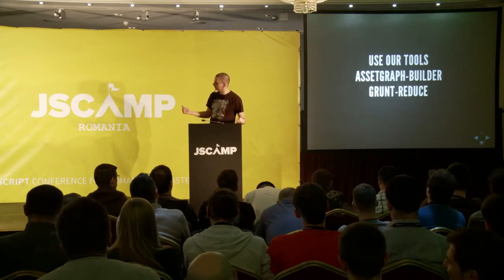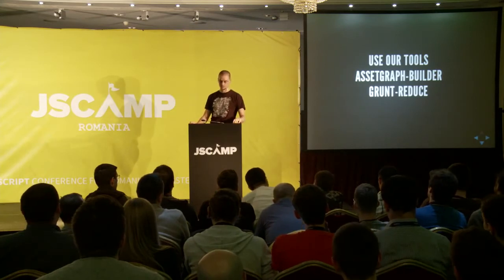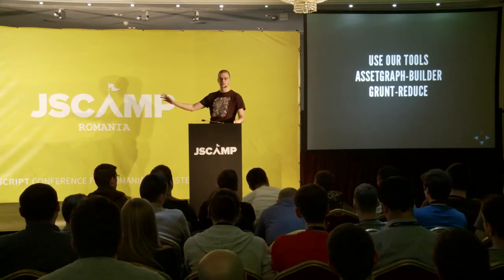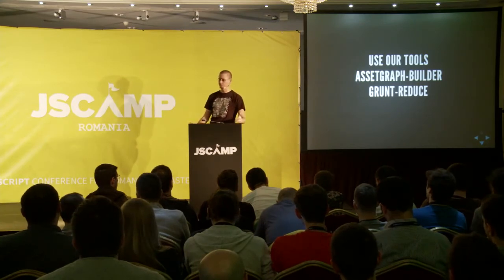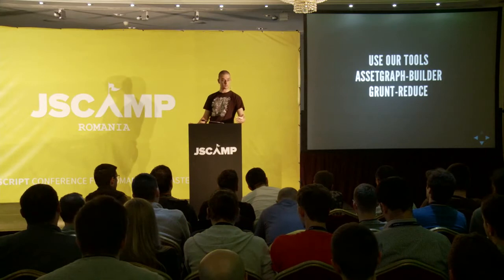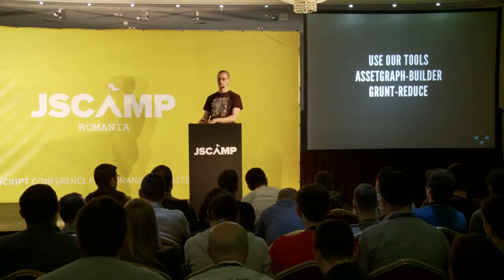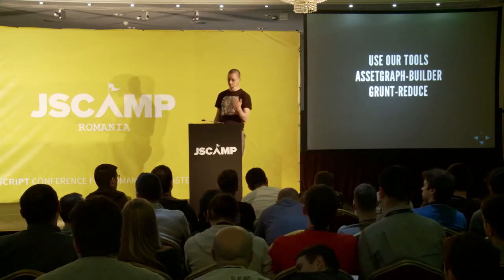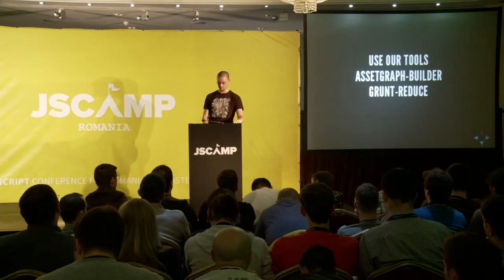And I made a small grunt wrapper for it, which is basically just calling our existing Asset Graph Builder. It's not using the grunt ecosystem at all because the grunt ecosystem doesn't really fit into the paradigm. But if you use grunt already and have it on your site, grunt-reduce is a really good default setup to work with. You could try it out in 5 minutes and see if it works for you, if you have a static web page or application.